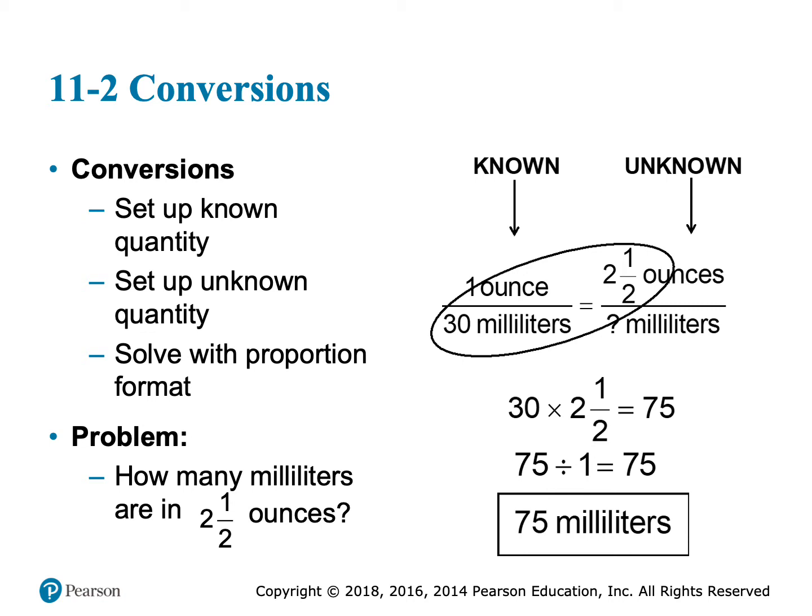Now when we cross multiply 30 and 2.5, we get 75. And then we divide by the number that's left, and that is 1. And 1 goes into 75, 75 times. So our answer is 75 milliliters. Don't forget your units.